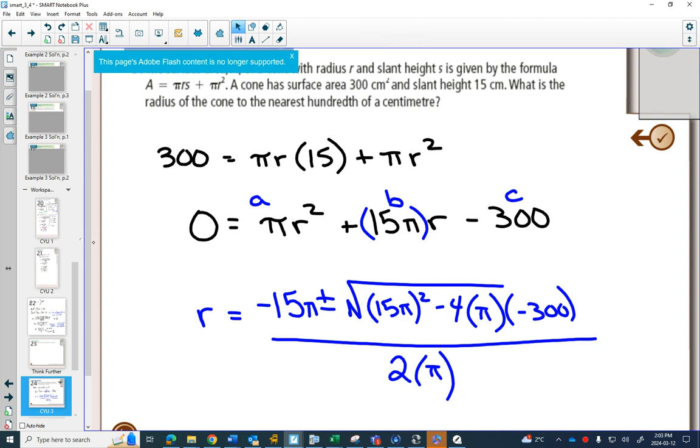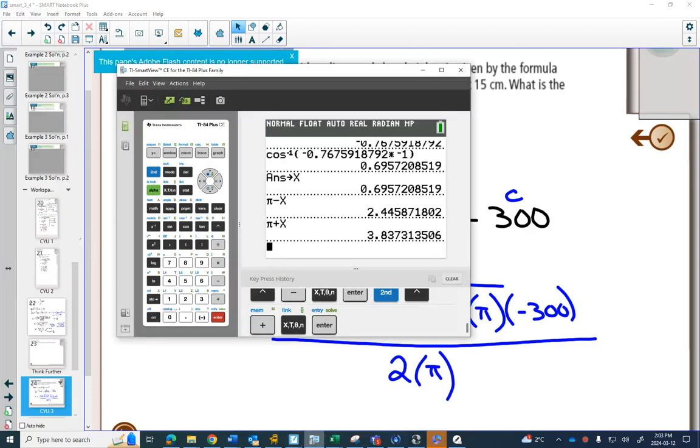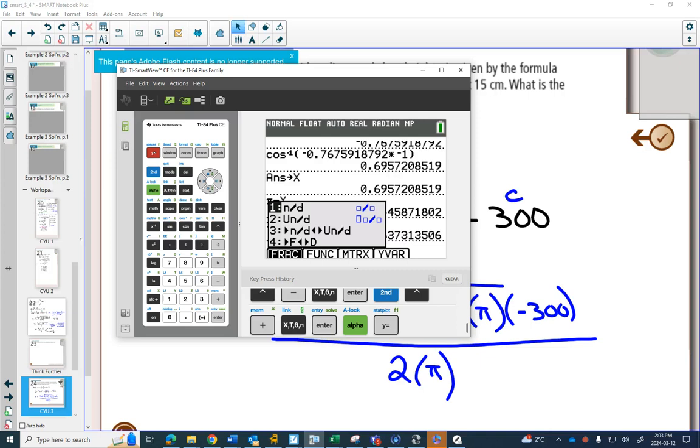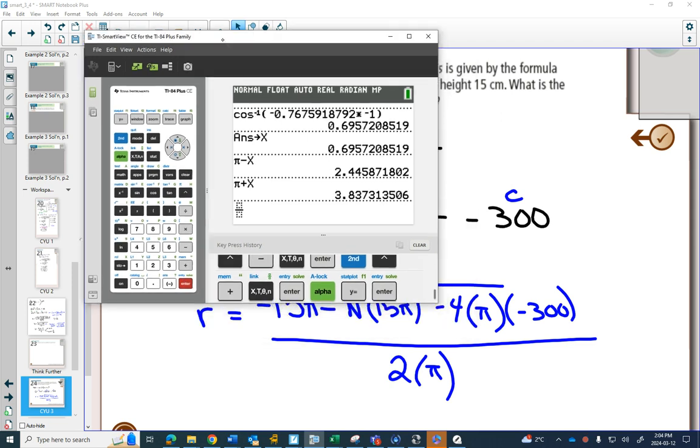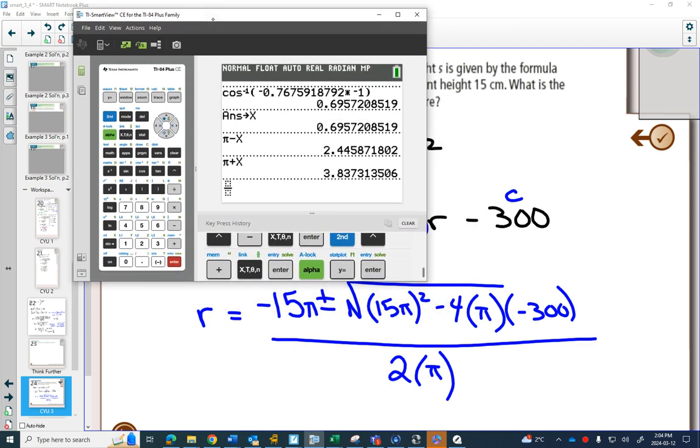So I'm going to go to my calculator and type this in. Even though you have lots of numbers here, you can type this in nicely into your calculator all at once. If you have the newer version, I would suggest going to the fraction button, which you can do by doing alpha y equals, and we're going to type this in. I'm going to slide this up so we can see my equation there.